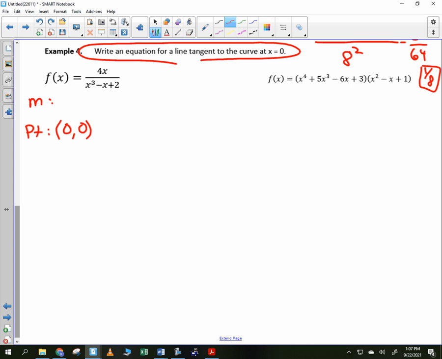If we want to be able to find the slope of the line tangent, we just find a derivative. Can we find the derivative of that? Yep. Yeah, no big deal. What rule do we use? Quotient rule. Let's do it. Derivative of the top, 4, times the bottom. Excellent. Minus or plus? Minus, times, all over.